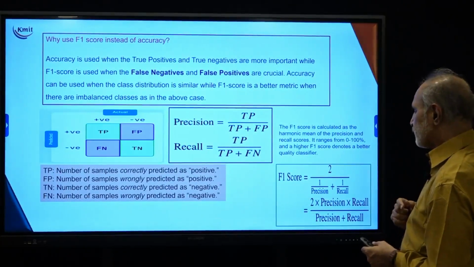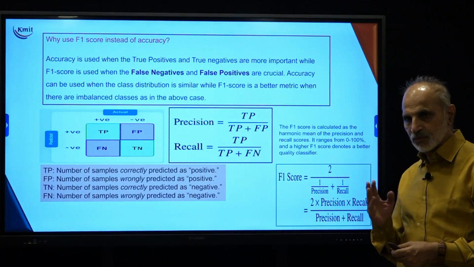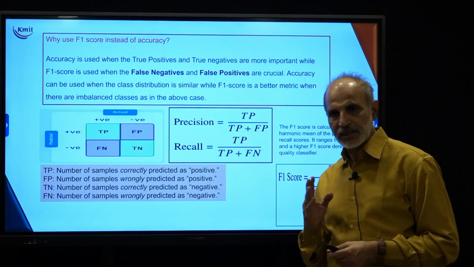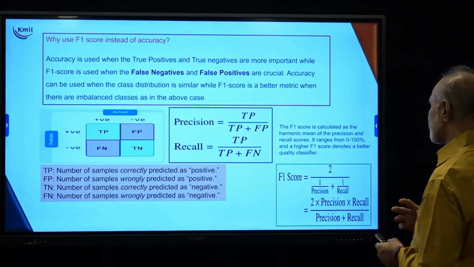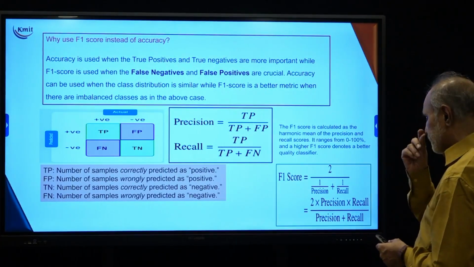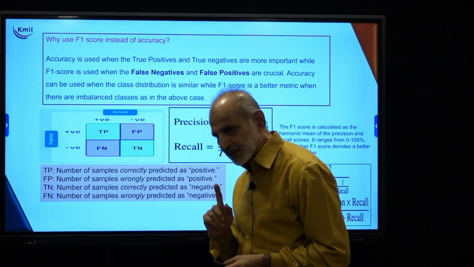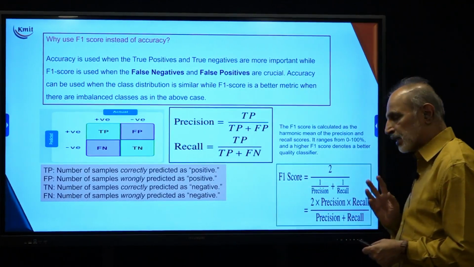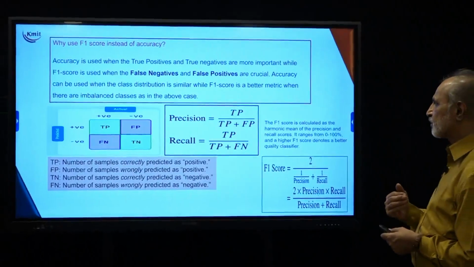So, accuracy can be used when the class distribution is similar, that means more or less homogeneous, with positive and negative equally distributed. However, F1 score is a better metric when there are imbalanced classes. In our fraud detection case, we have many cases where fraud is not happening, but few cases where fraud is happening.